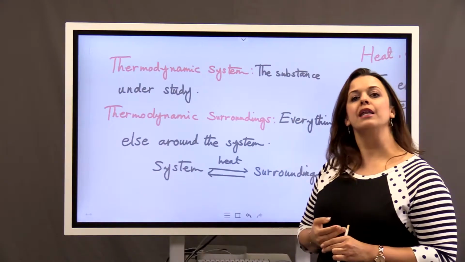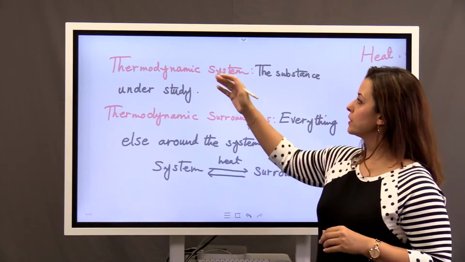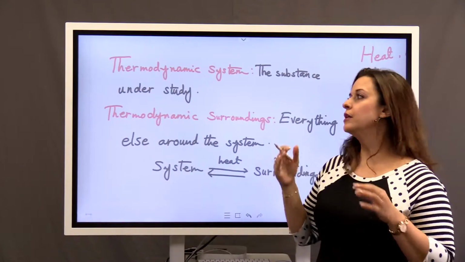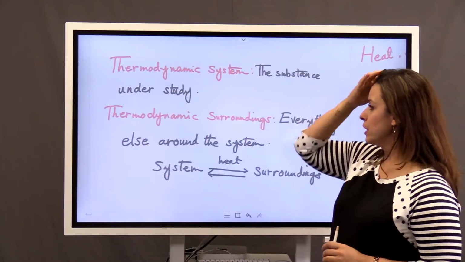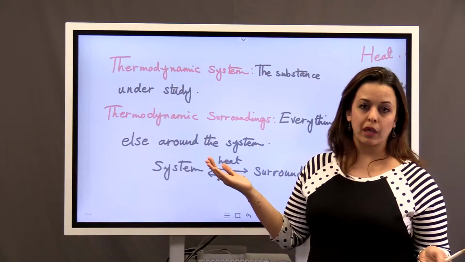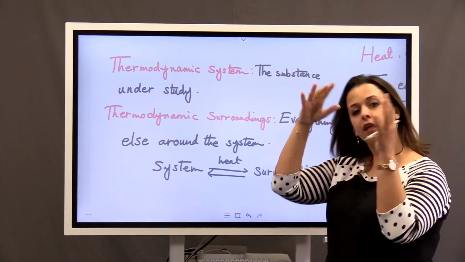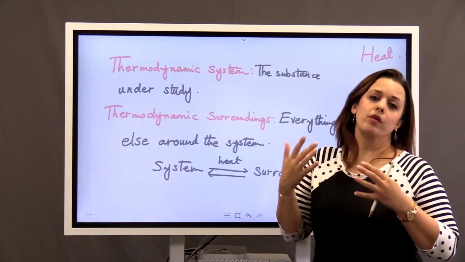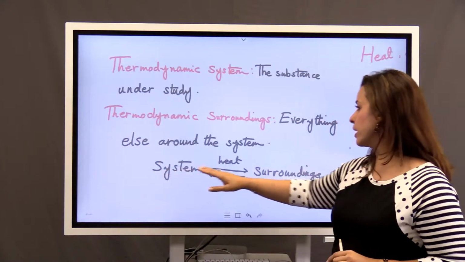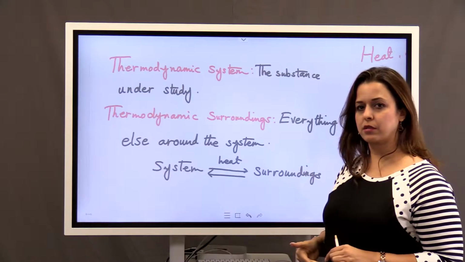So, in thermochemistry, we have 2 different parts: thermodynamic or thermochemical systems and thermodynamic surroundings. So basically, we just say system and surroundings. System is whatever you study. It can be as small as a match or very big. Thermodynamic surroundings is everything else around your system, whatever surrounds your system. That's what we call the surroundings. So heat exchange between system and surroundings is studied in thermodynamics.